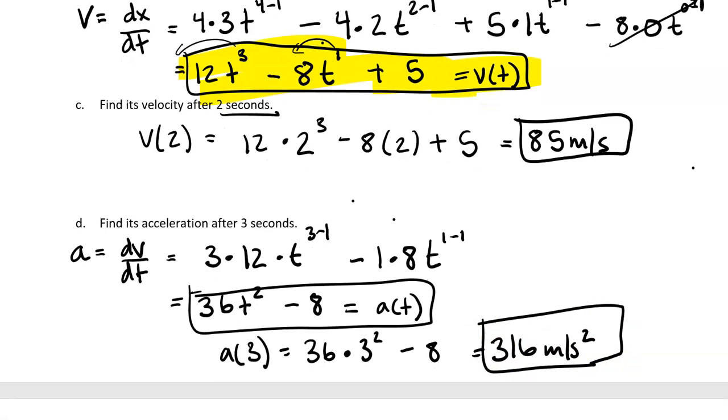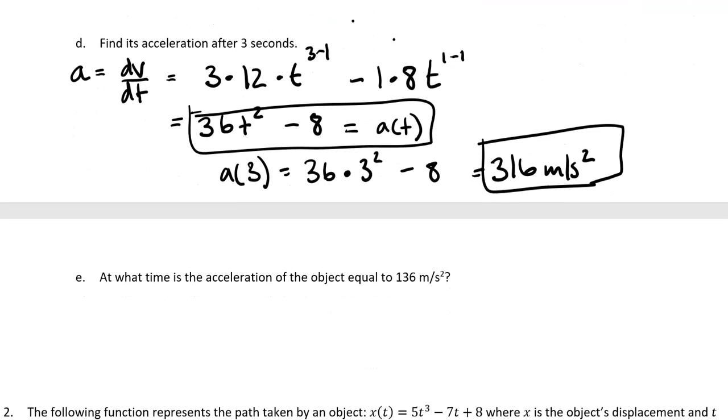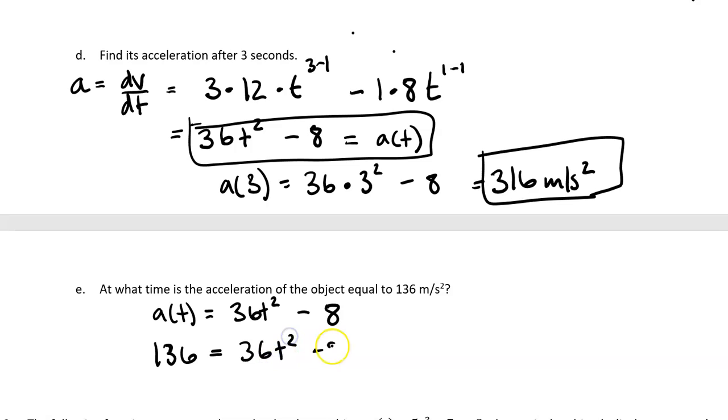Cool. I just have one last little one, and then we'll call it a wrap. Okay, so we want to find at what time the acceleration is equal to 136 meters per second squared. Well, we got our acceleration function, so we can just plug that into the acceleration. So I'm going to just rewrite my function. It just helps me avoid any silly mistakes along the way. So we have 136 equals what? 36t squared minus 8? Cool.